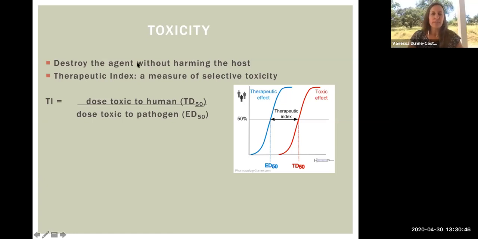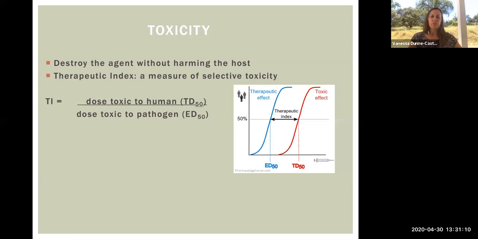The idea here is for a drug to be selectively toxic, to harm the pathogen and not harm the human, right, the host. So the concept of the therapeutic index, this is a measure of selective toxicity, and this is done with any chemotherapeutic agent out there. That's from cancer drugs to antimicrobial medications, right, to really any kind of drug that a human is taking.